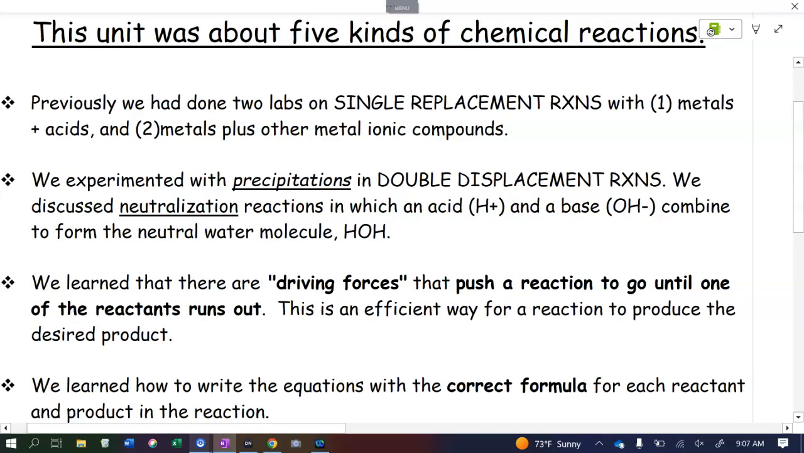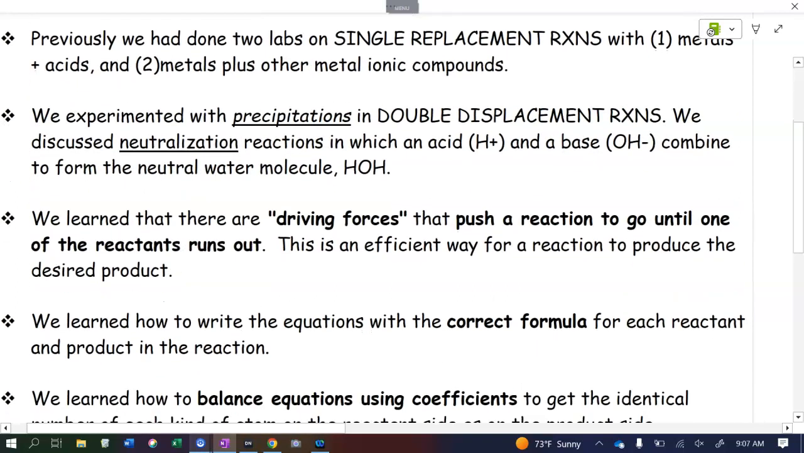Those were 2 kinds of single replacement, because a metal was pushing a hydrogen out in acids, or a metal was pushing another metal out. So only one thing was being pushed out. So it's called single replacement. Then we experimented with precipitations in the double displacement reactions. Secondly, we just discussed neutralization reactions in which an acid with H pluses in solution and a base with OHs in solution combine to form the neutral water molecule.